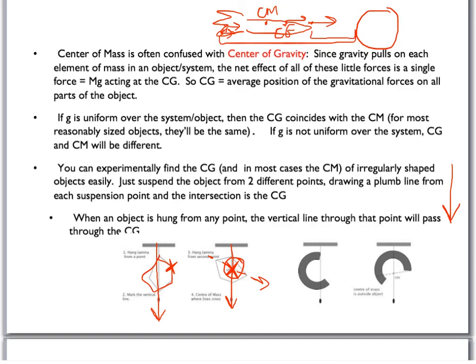Center of gravity and center of mass do not always have to be within the object. There doesn't actually have to be mass there to coincide as a center of mass or a center of gravity. Notice with this C-shaped object, when they suspend it, they draw the plumb lines again, but the plumb lines intersect in a position that is outside of the shape. That's okay. Some objects will actually have a center of mass or center of gravity that is not in a location where any mass actually exists.